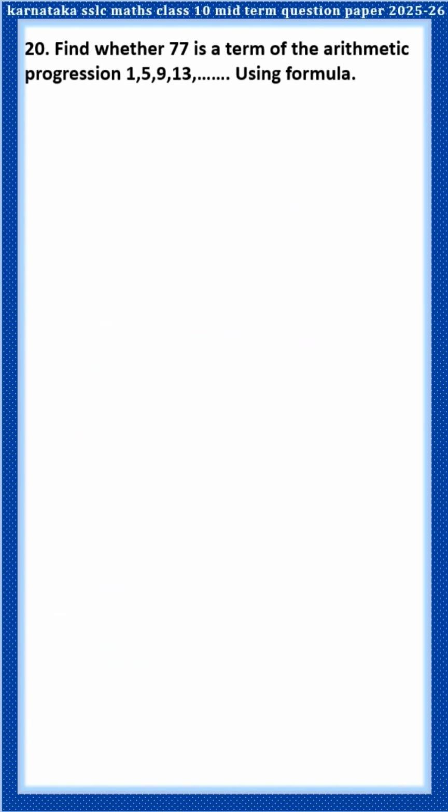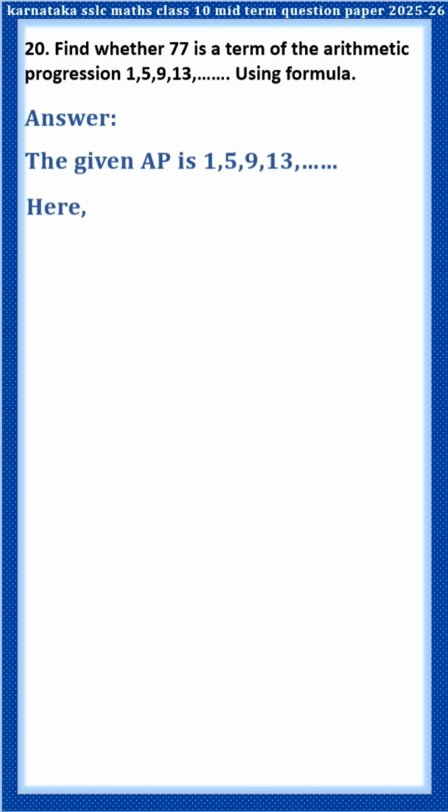Now the 20th question of the 2025 midterm examination question paper. It is a 2 marks question. Find whether 77 is a term of the arithmetic progression 1, 5, 9, 13, using the formula. The question is taken from the chapter arithmetic progression. We have to use the formula. So now let us identify the terms here. The given AP is 1, 5, 9, 13, and so on.